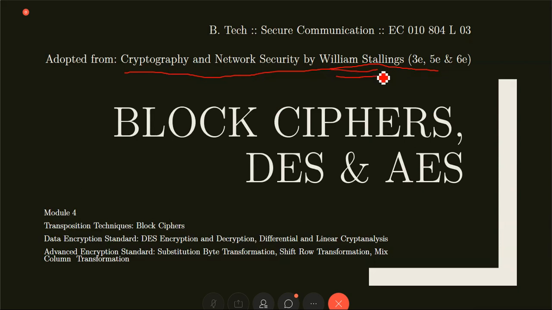Last time somebody asked me which book should be used. This is the Bible. Simple English is used here. Once you go through this lecture, you understand how the concept works, and then you go ahead and read this book. Things will be very clear, and you will enjoy cryptography.